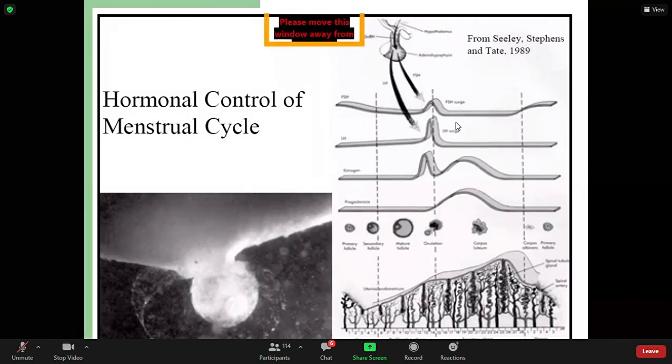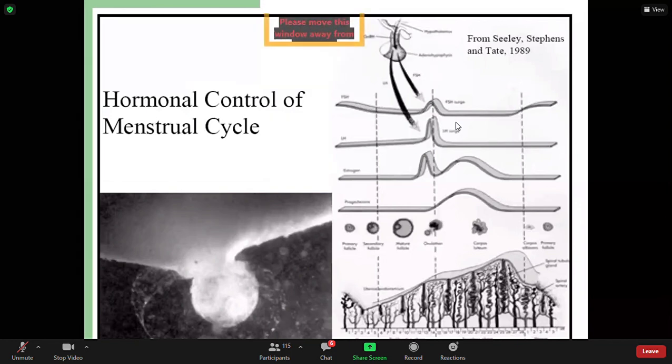What is elaborated during the follicular phase? What hormone is elaborated by the cells or the granulosa cells? Anyone? You only have two choices. Progesterone or estrogen? Estrogen, Doc. Estrogen, yes. Estrogen. Okay.